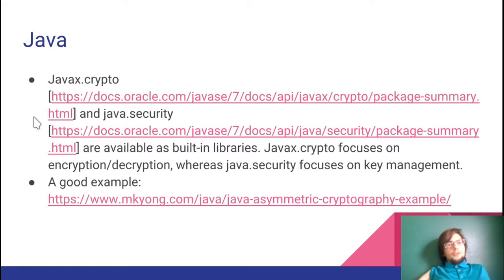Now, in Java, there are two modules that are used for most cryptography. There's javax.crypto, which is used for standard encryption and decryption. There is also java.security, which is used for key management. So if you wanted to obtain a private and public key, you'd be using java.security for that. If you wanted to encrypt using those, you'd be using javax.crypto.